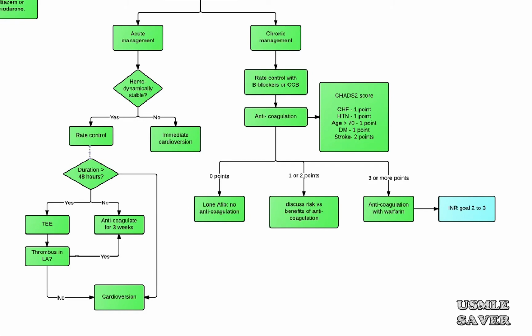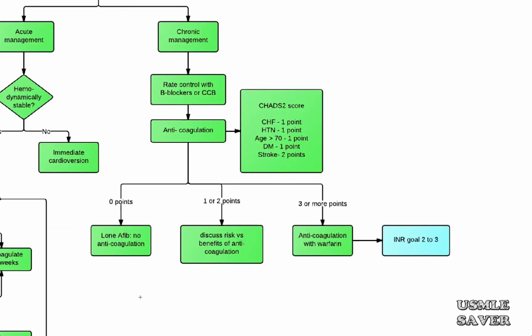If there is a thrombus, then you want to anticoagulate this patient for 3 weeks. If there's no thrombus, then cardioversion. We can use cardioversion to convert rhythm into normal sinus rhythm. This can be done by antiarrhythmic medications, but remember that you never use medication to convert rhythm. Best option is synchronized cardioversion.